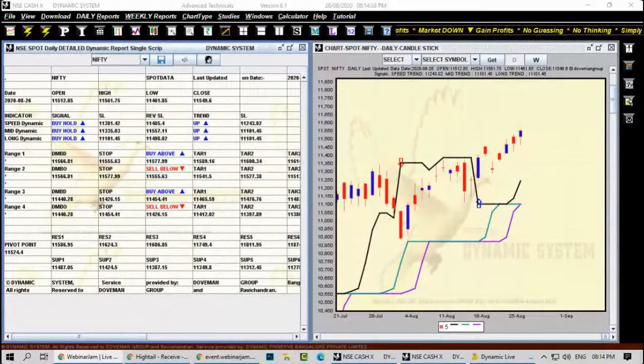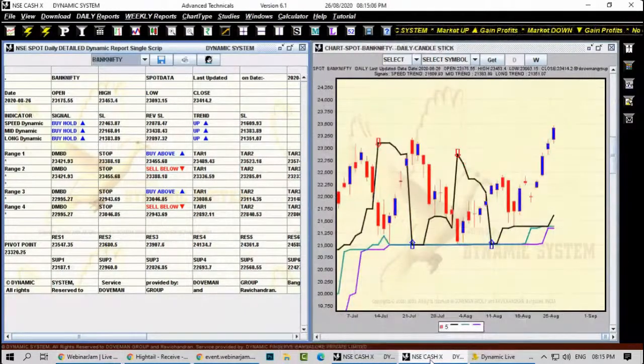So this is the plan for Nifty. 11,324 is the important level. If the price trades below that, that is when we will exit long and get into a short trade. Similarly, let's go check what's happening in Bank Nifty.